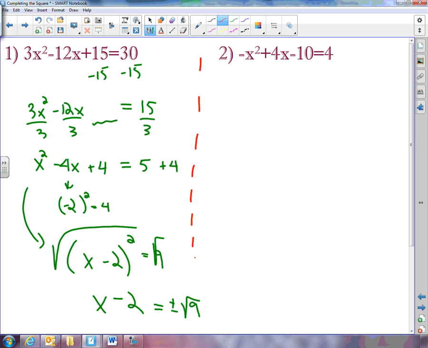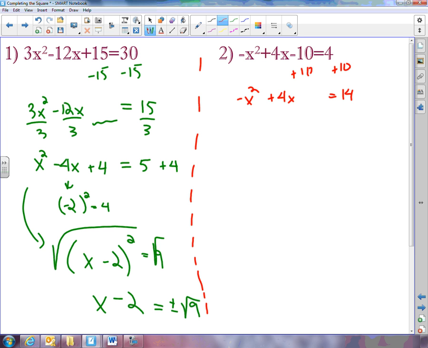So let's try this example now. Here, the first step I always want to do is get all the quadratic and linear terms on one side, and all the numbers, just the constants, on the other. So I'm going to add 10 to both sides. So I get negative x squared plus 4x equals 14.